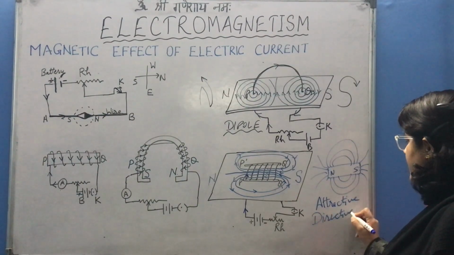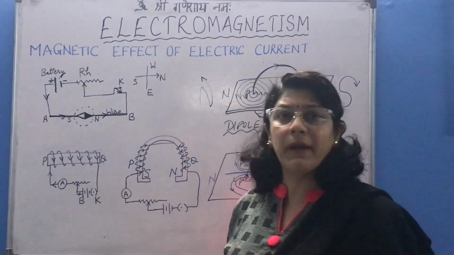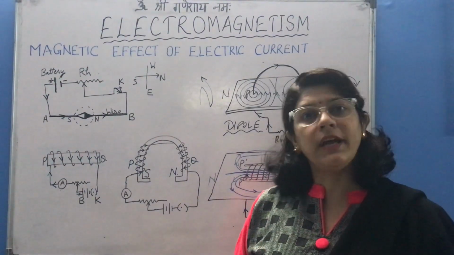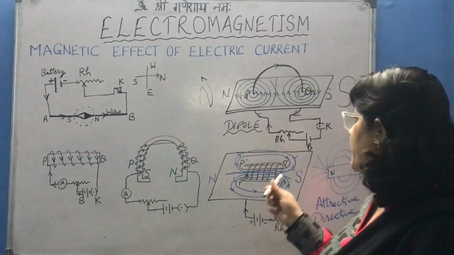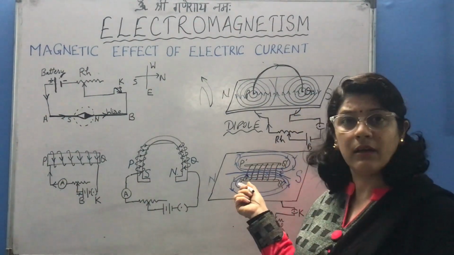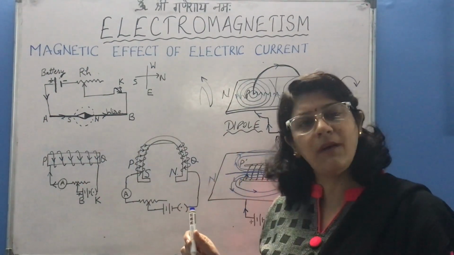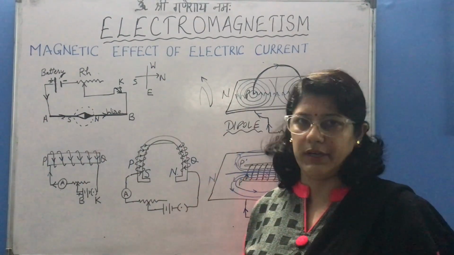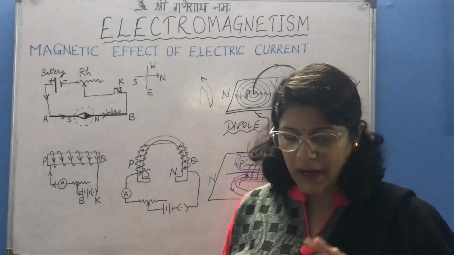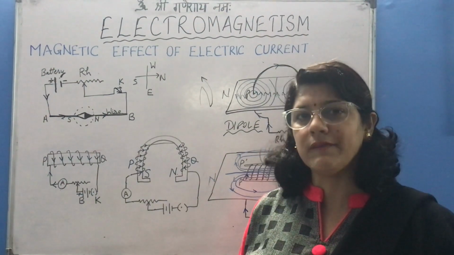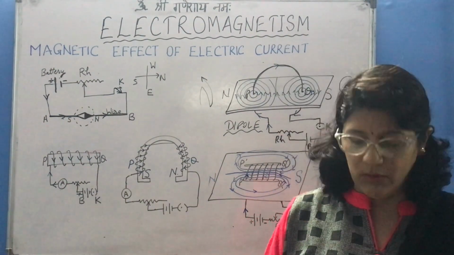Directive property, as the name suggests, is that when we make a bar magnet free to move, it always aligns in the north-south direction. Similarly, if we want to align this solenoid, it will align itself in the north-south direction. So these two are the similarities which you should keep in mind, because a solenoid behaves like a bar magnet. These types of questions can be asked in a question paper also.